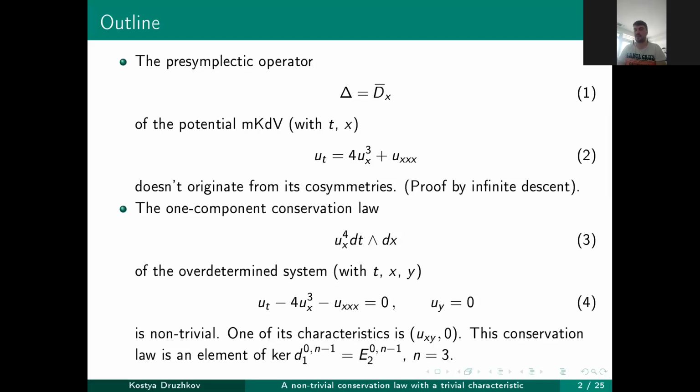is that we add an additional independent variable y, right? But we add it in a very simple way.